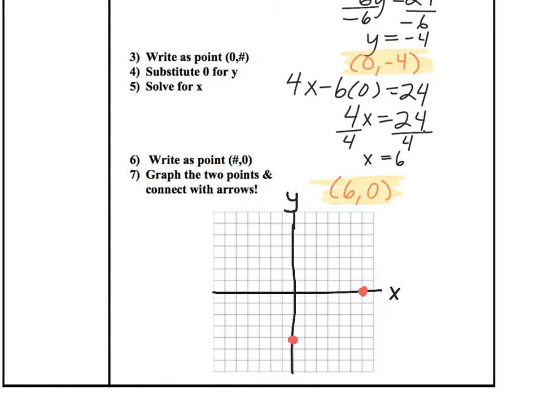To make a line, it says graph the 2 points and connect. Make sure you put it with arrows. So we connect the dots and we put arrows on either side because we were not just restricted in our domain. It's just a regular line. And lines go on forever unless it's like a word problem.